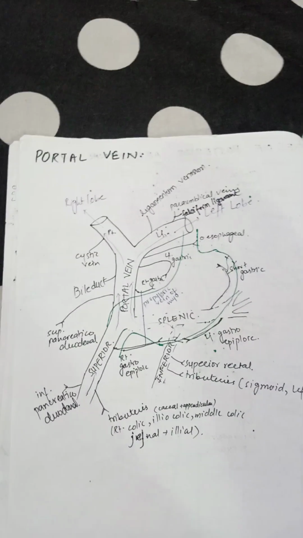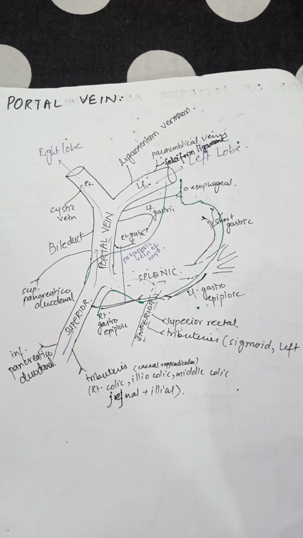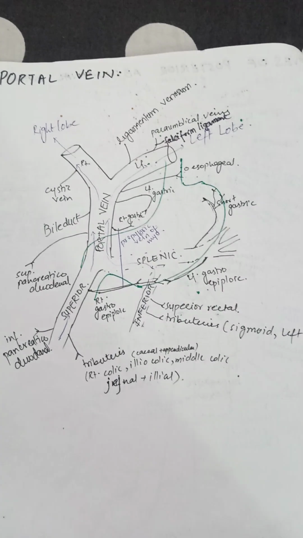So the portal vein is important as it forms the portocaval or portosystemic anastomosis. So this was all about the portal vein.